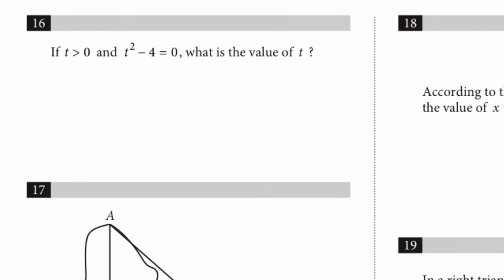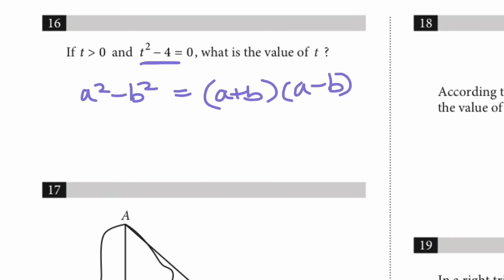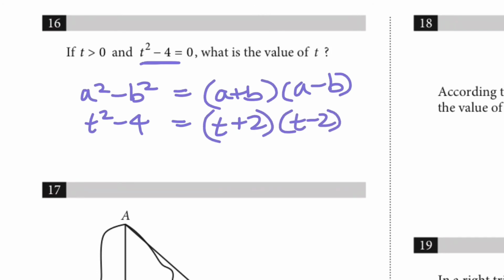Now we're on to the graded questions. Question 16. If t is greater than 0 and t squared minus 4 equals 0, what is the value of t? So the first thing you should immediately notice here is the t squared minus 4. A squared minus b squared is equal to a plus b times a minus b. So t squared minus 4 should equal t plus 2 times t minus 2.